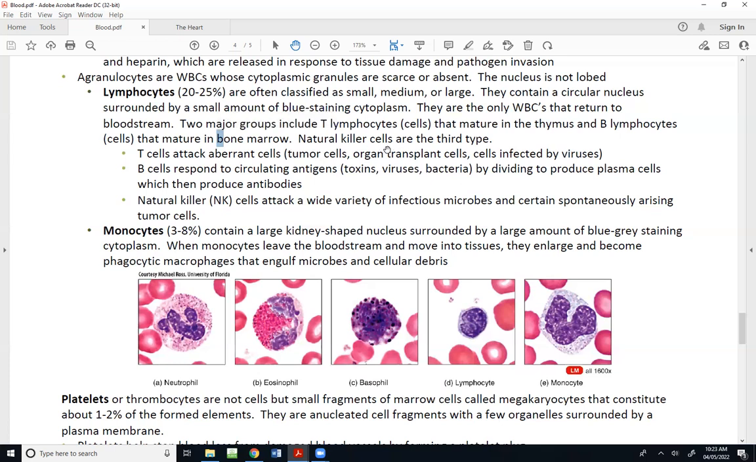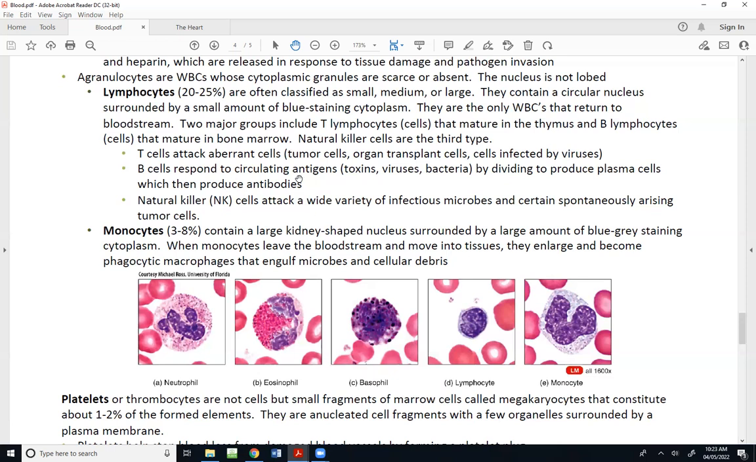The third and final type are natural killer cells, which sound really cool. They almost, to me, sound like a spy or something like that. But they aren't as important as the T's and B's. So what do the T's, B's, and natural killer cells do? T cells attack any aberrant cell. Aberrant would be just like an abnormal cell. So cells that are in a tumor, cells that have been transplanted with an organ, and any cell infected by a virus. So that's what T cells do.